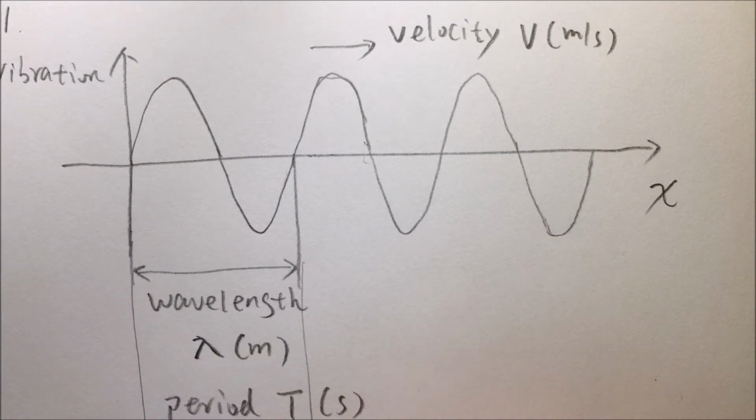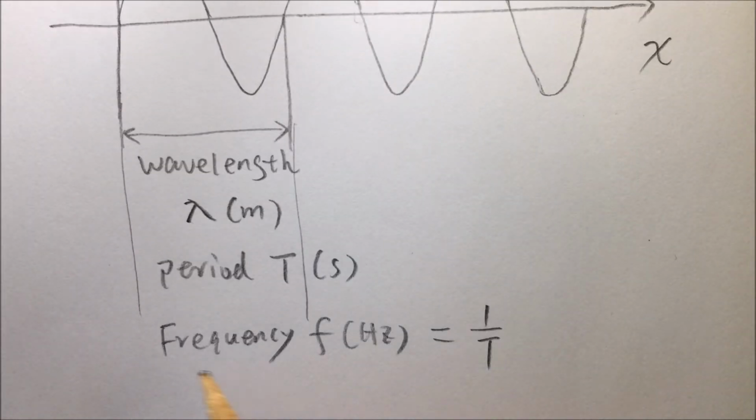We also introduce the third physical quantity called frequency, f, in hertz. So the frequency basically is 1 over T. That gives the number of vibrations in 1 second. It has unit hertz.